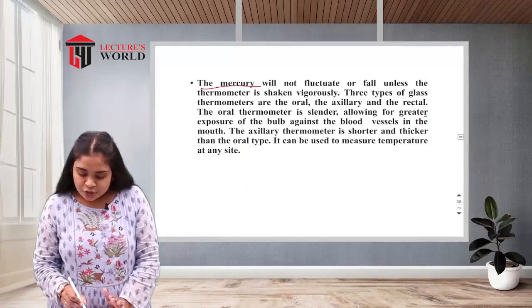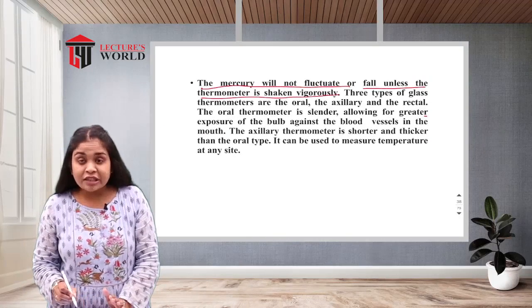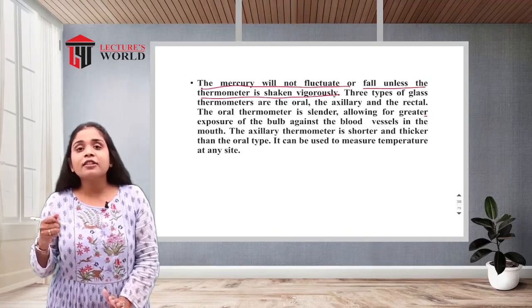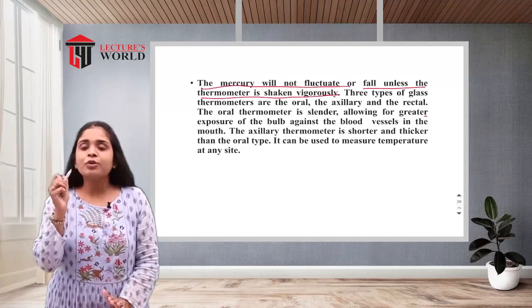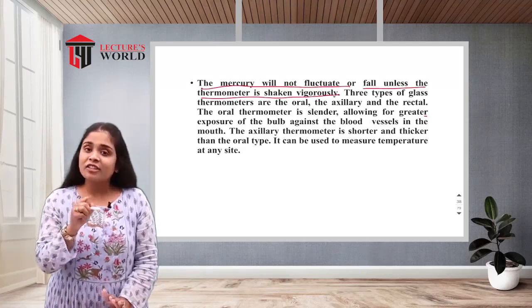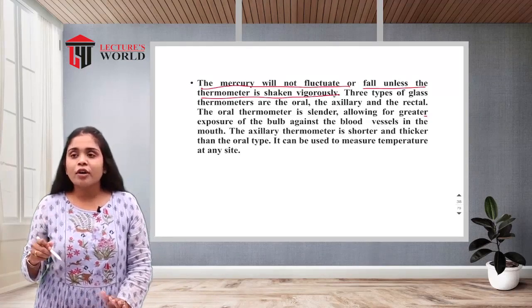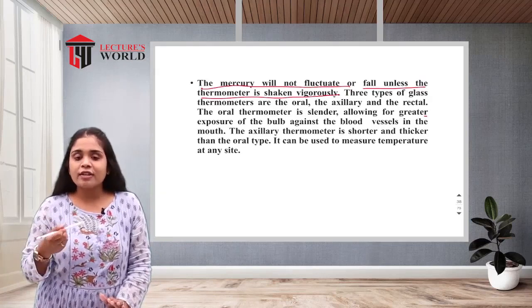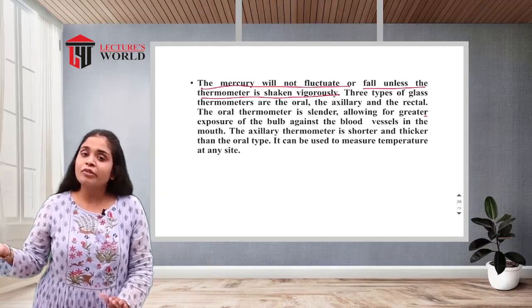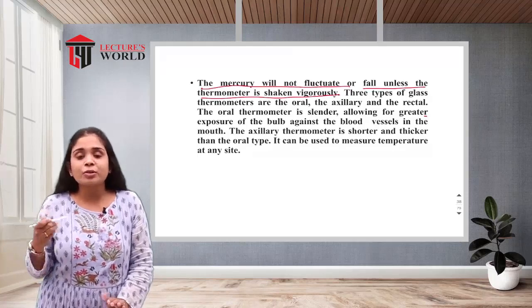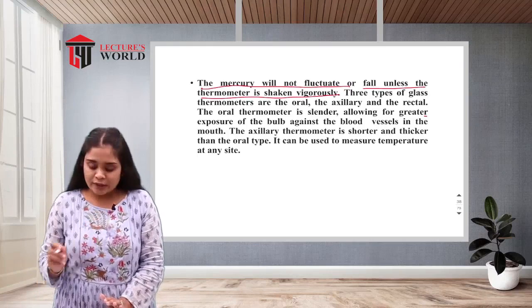The mercury will not fluctuate or fall unless the thermometer is shaken vigorously. If you shake the thermometer very vigorously, only then will the mercury come down. So if you have checked the temperature of one patient and want to go to another patient, before going to the other patient, make sure you bring the mercury to the lower side.